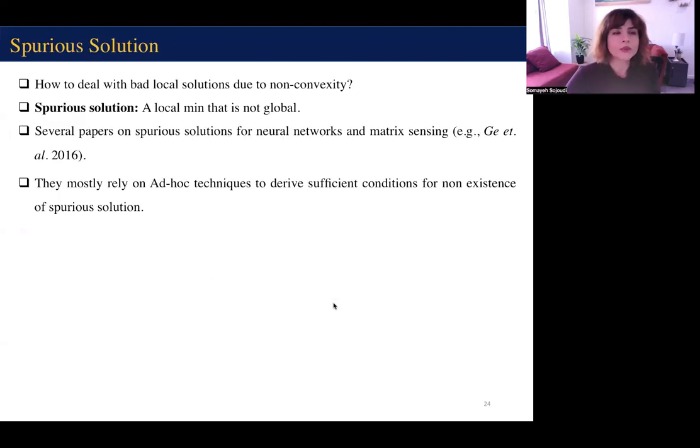But how can we deal with the issue of having bad local solutions because of non-convexity? We call a local minimum that is not a global minimum a spurious solution. And there are many papers on spurious solutions for neural networks and matrix sensing. But they mostly rely on ad hoc techniques to derive sufficient conditions for non-existence of spurious solutions.